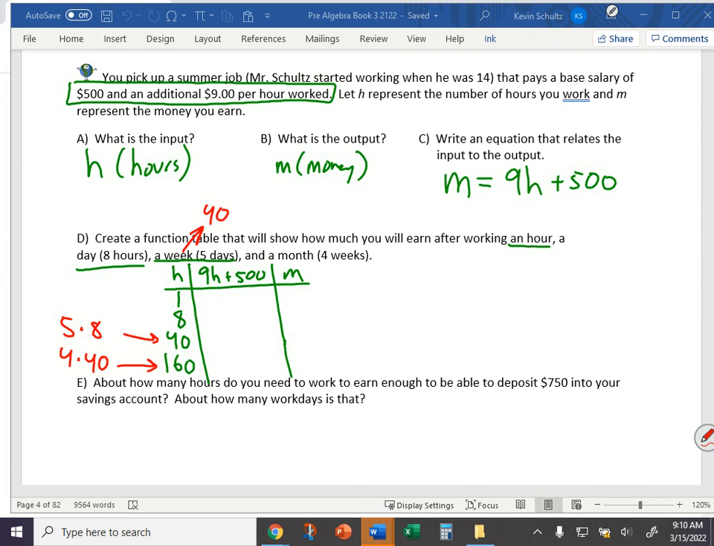We have to make sure that what we're plugging in here is the same units as what we stated that it is, right? Our unit is in hours, so we have to write a month in hours. We know a month is 4 weeks, a week is 40 hours, 40 times 4, 160.